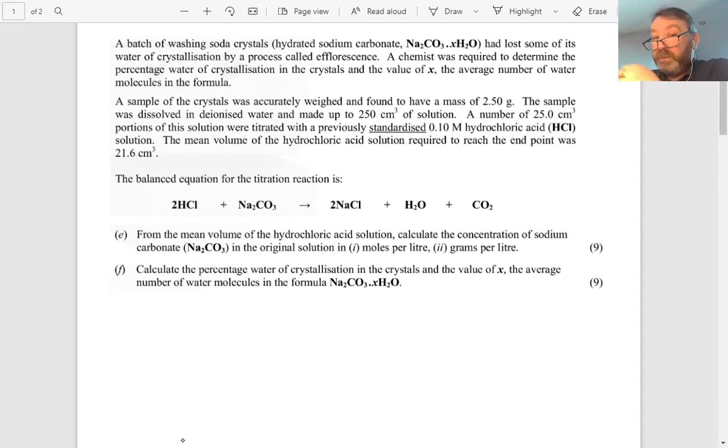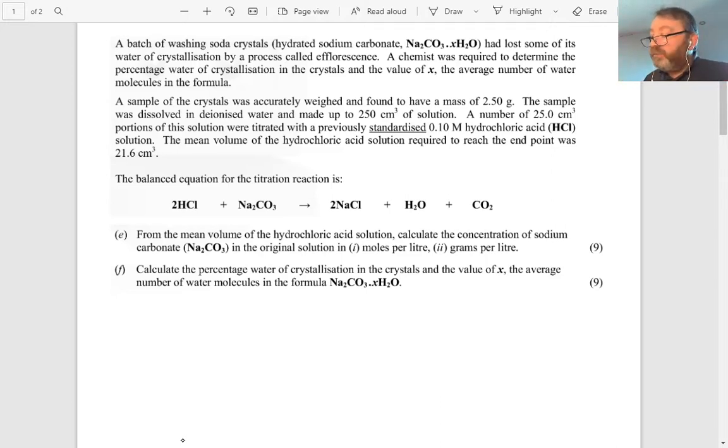This is a question that came up about 5 or 6 years ago in the Leaving Cert. A batch of washing soda crystals, which are hydrated sodium carbonate, Na₂CO₃.xH₂O, had lost some of its water of crystallization by a process called efflorescence. Now, that word efflorescence simply means losing moisture naturally to the environment. It's another way to say drying out.